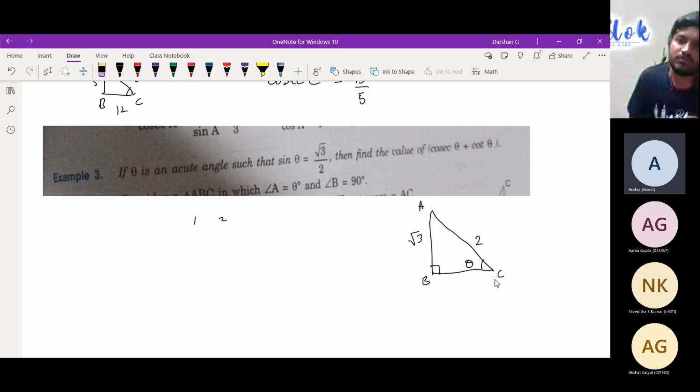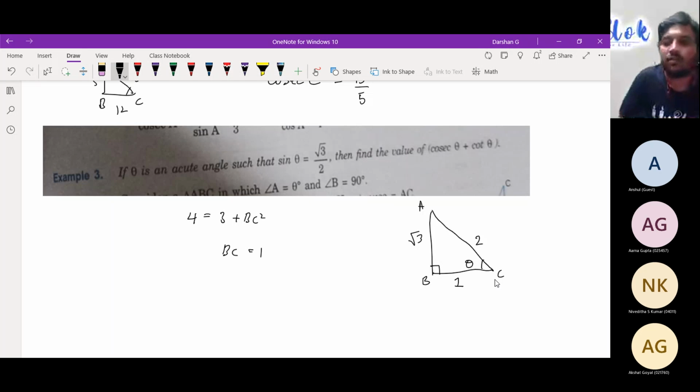Sir, is the answer √3? The answer is √3. Okay, let's see. Anybody with any other answer? So is BC 1? Yes, sir, it's √3.